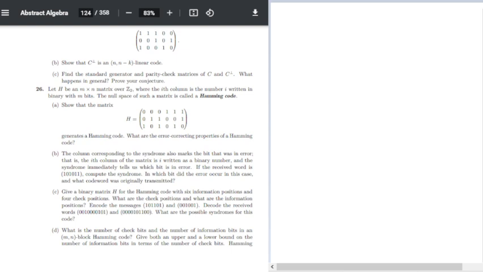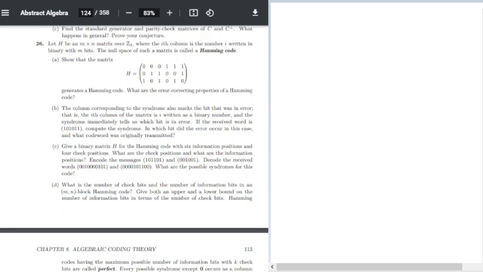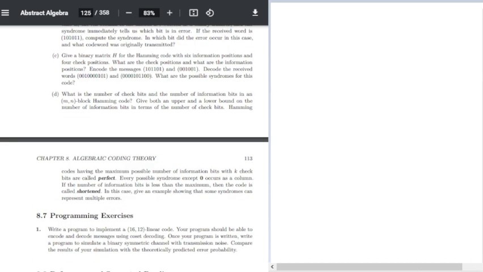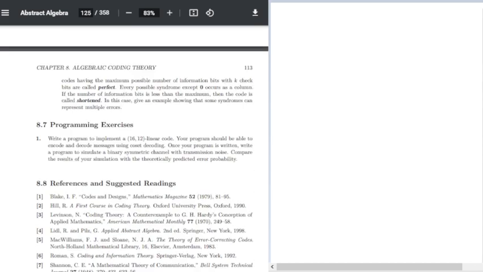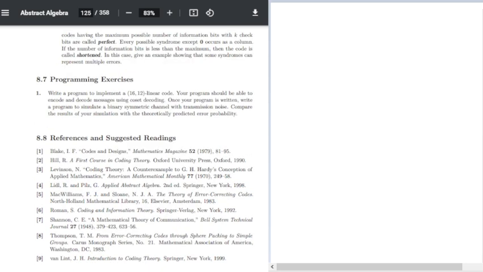The null space of a matrix with ith column the number i written in binary with m bits. The null space of such a matrix is called a Hamming code. Show that the matrix generates a Hamming code. Codes having the maximum number of information with two checks are called perfect. Every possible syndrome. In this case, give an example showing the syndrome could represent multiple errors.